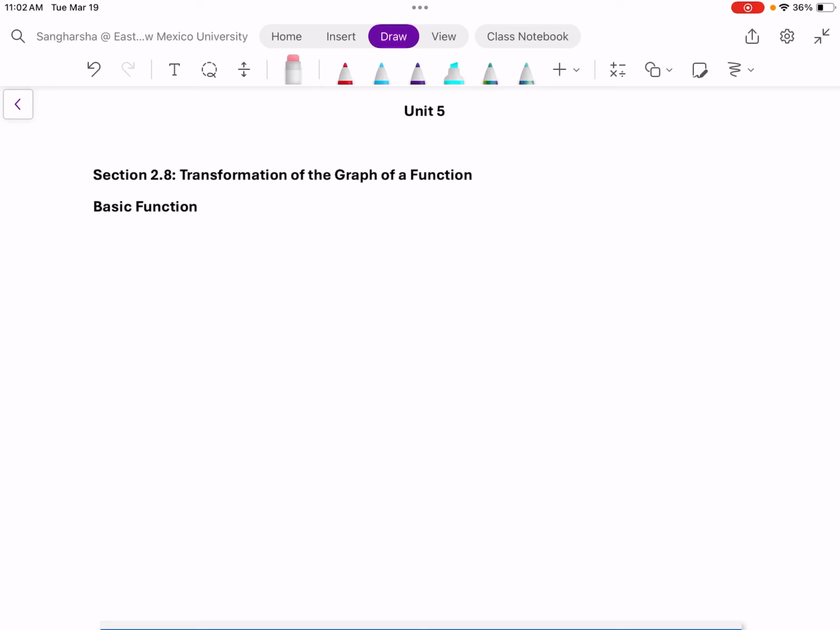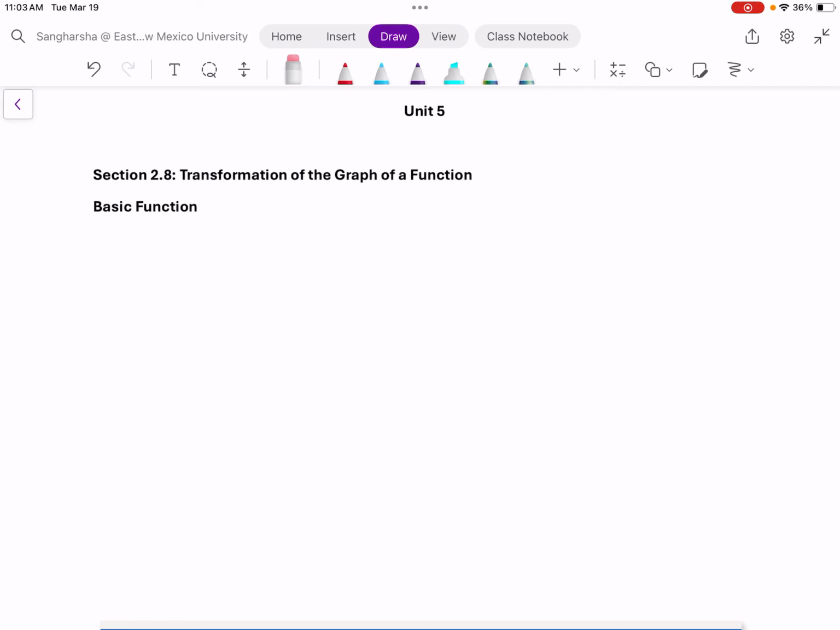So in section 2.8, we have the transformation of the graph of a function. We did talk about the function in chapter 2, okay? And we did a graph of function. We can graph a function. Now here, we will have a different type of transformation of a graph for a function.